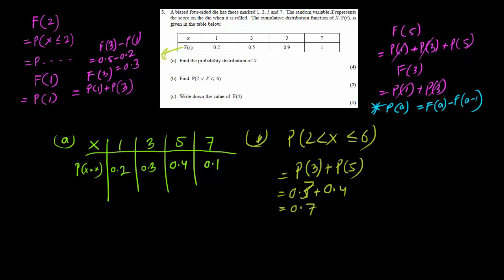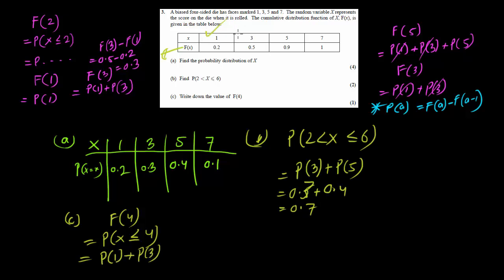Now question number C. Question number C is to write down the value of F(4). Now, to find the value of F(4), remember F(4) means the probability of x is less than or equal to 4. All the probability up to F(4). So less than or equal to 4 is going to be probability of 1 plus probability of 3.